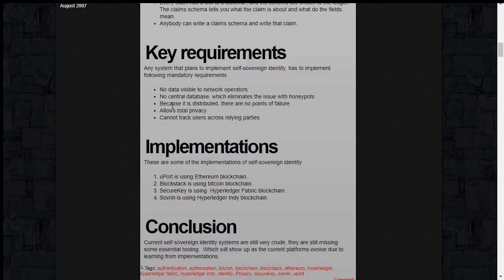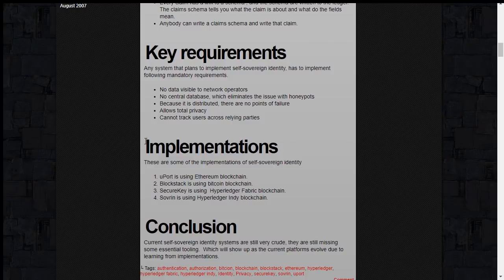Because it is distributed, there are no single points of failure. It allows total privacy, so no one's going to be able to see how many times you went to the bar, which bank did you open the account in, because it is an identifier. No one is logging that information. All they're doing is somebody signed off on that and somebody accepted it.